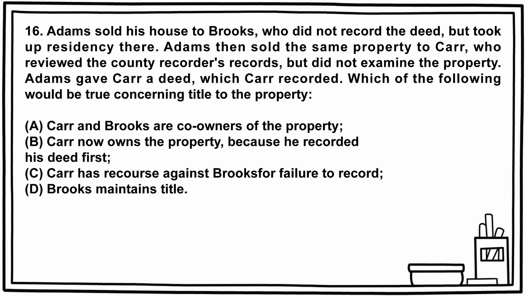A. Carr and Brooks are co-owners of the property. B. Carr now owns the property, because he recorded his deed first. C. Carr has recourse against Brooks for failure to record. D. Brooks maintains title.